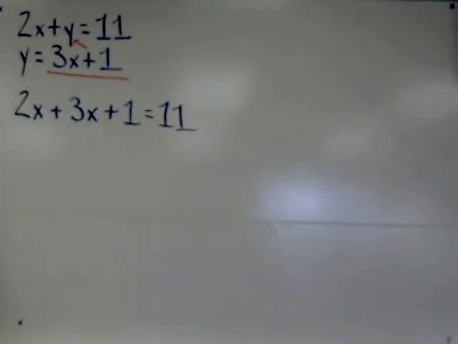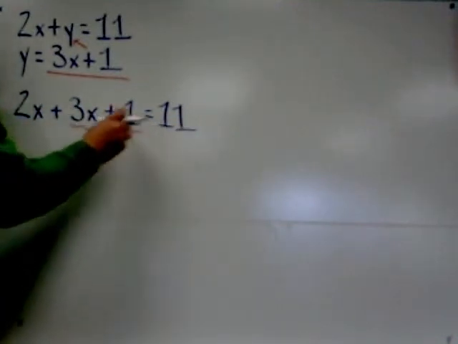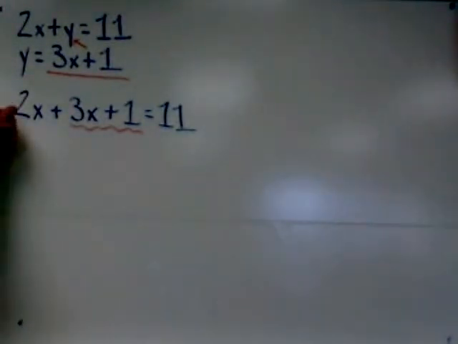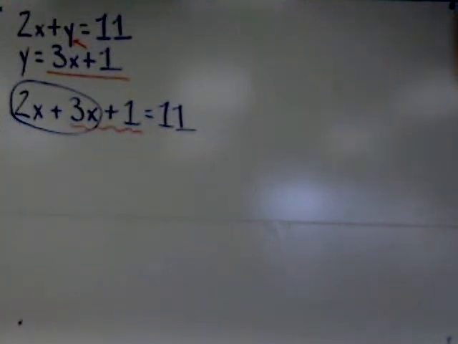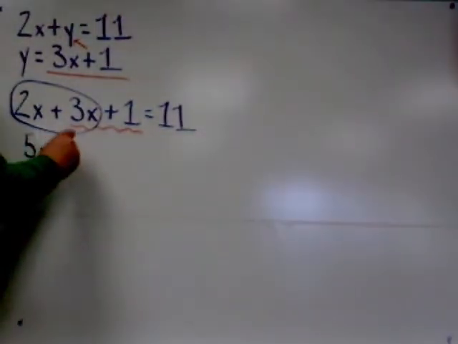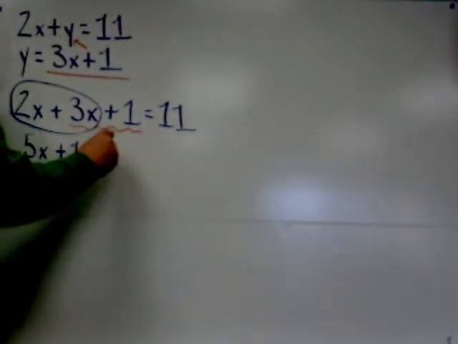As you can see, the only change I made is that I changed y into 3x plus 1. I can now simplify that equation based on the rules you've learned throughout the year. For instance, I know that 2x and 3x can be combined. If I have 2x's and I add 3x's to it, I now have 5x's. So the statement simplifies to 5x plus 1 equals 11.